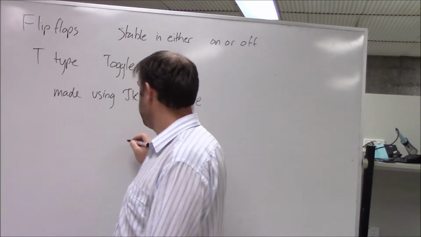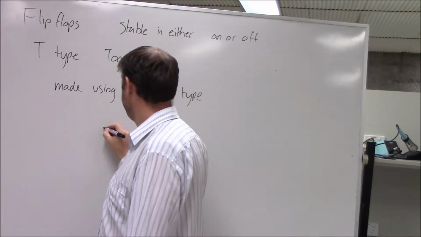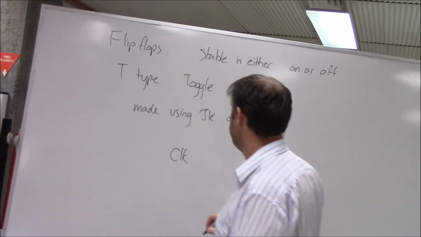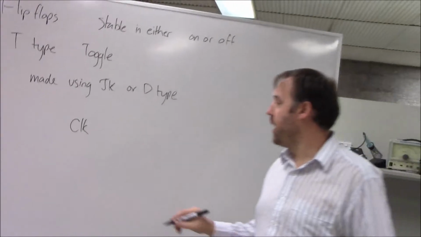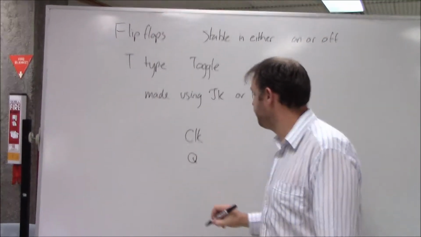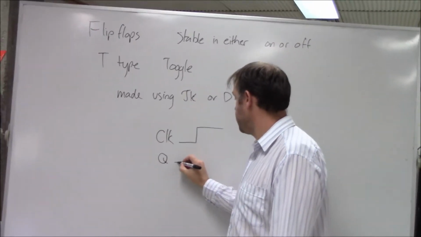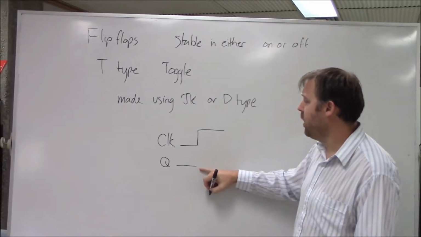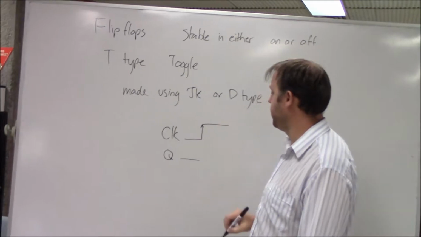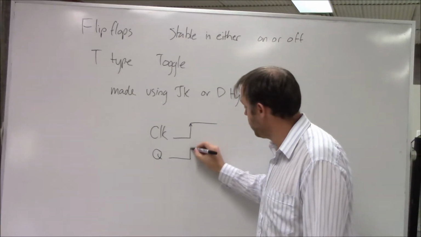I'll draw the truth table for this. Okay, I'm not going to bother with clock and output. So if clock goes from low to high, let's start with the output being low. Let's say it's a rising edge triggered flip-flop, then that'll trigger it to change.